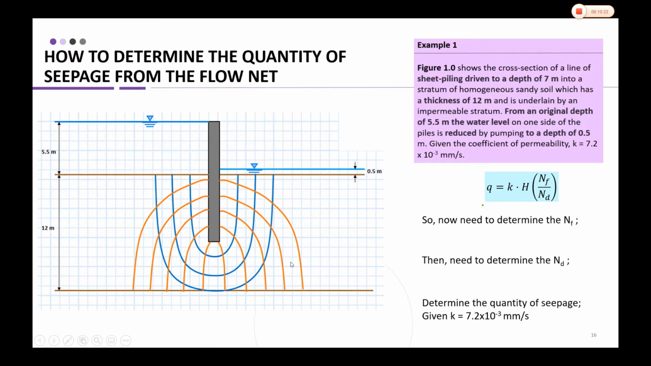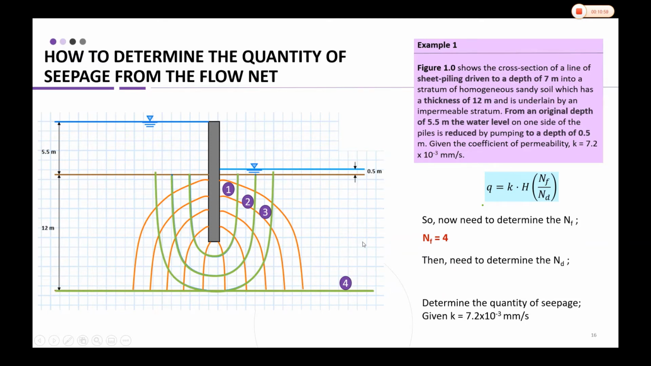So how to determine the NF? Look at this, the green line, the flow line. This is considered the first flow line. Then this is another flow line, and we have another flow line. We also need to consider the boundary at the bottom as a flow line. So we have 4 flow lines, and NF will equal 4.